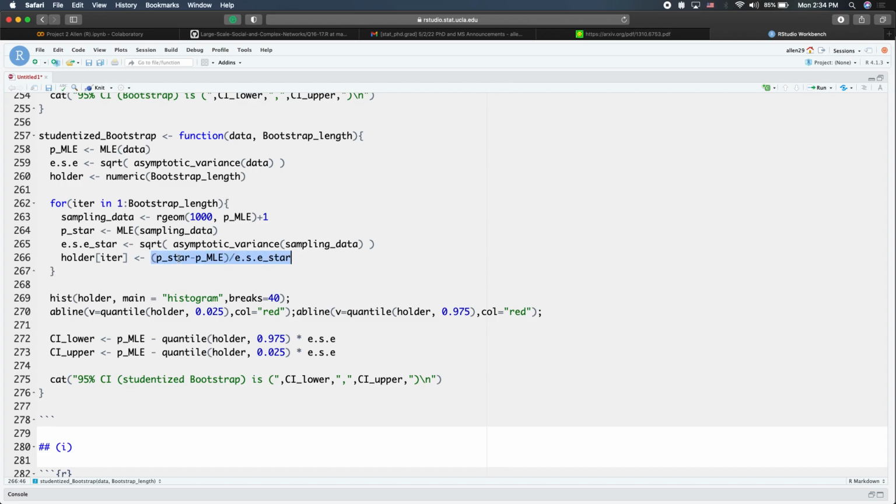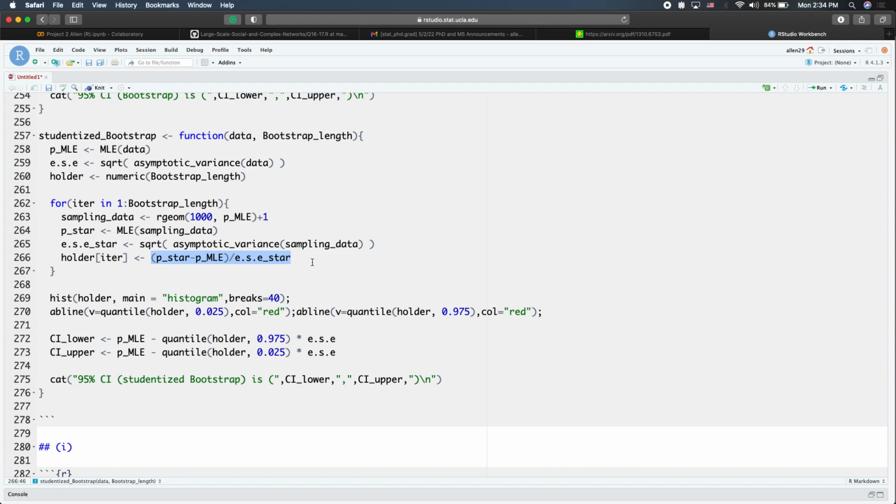This is the difference between the estimated MLE and the true MLE, or by true MLE, I mean the one that we calculate from the data, over the estimated standard error, also calculated from the sampling data in each simulation. So the key difference is that the things that we store in each simulation are different. One stores the MLE, the other the studentized quantity.